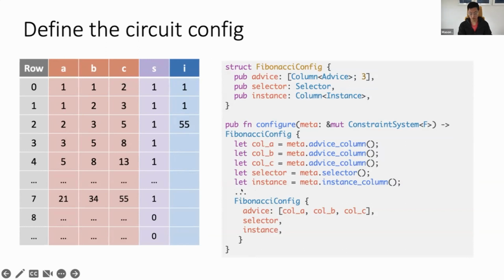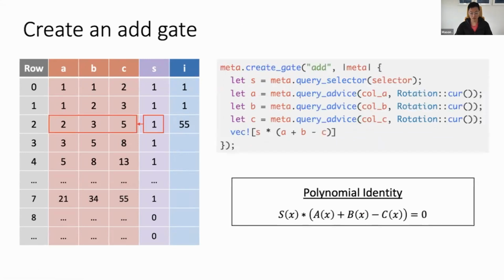So let's go over what actually happens in this part. The constraint that we want is that the value in column A plus the value in column B is equal to the value in column C. And of course, we only want this to hold when the selector is enabled. So here in Rust, we would write S is equal to meta.query selector. This query selector and query advice is basically just telling the constraint system, hey, I want the Lagrange polynomial that corresponds to this. So you get the 3, and then you write out S times A plus B minus C. The implicit thing here is that you want this to equal 0.